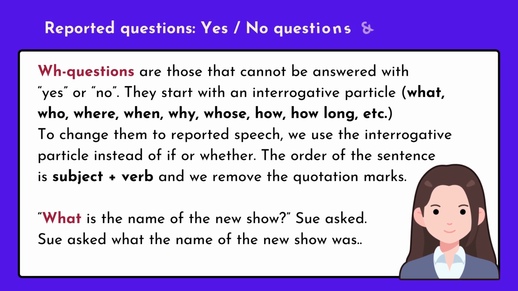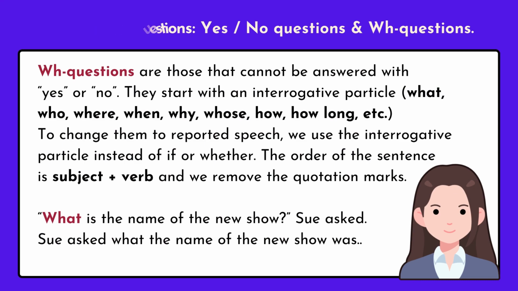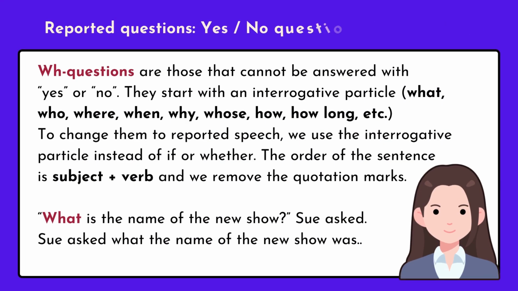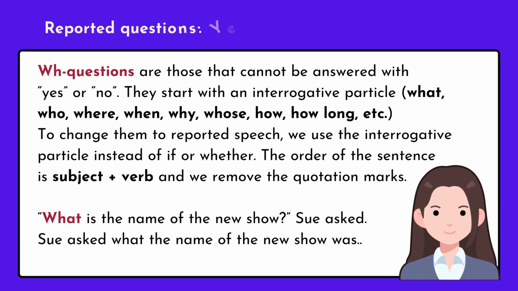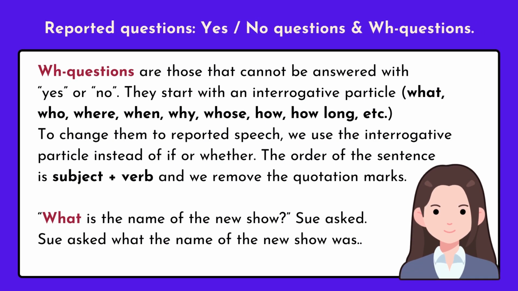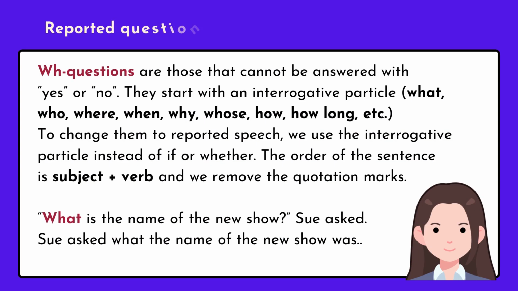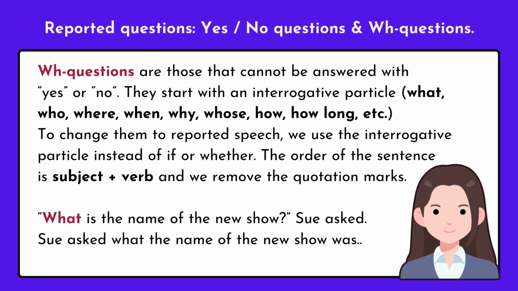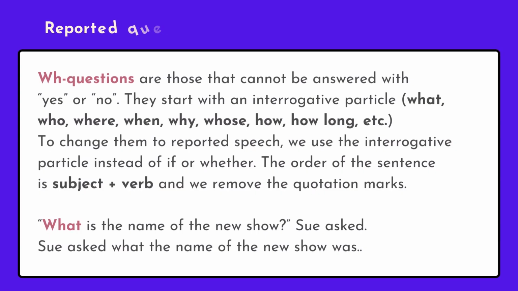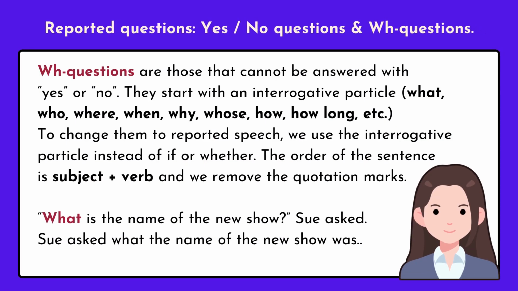Reported questions, yes/no questions and WH questions. WH questions are those that cannot be answered with yes or no. They start with an interrogative particle: what, who, where, when, why, whose, how long, etc. To change them to reported speech, we use the interrogative particle instead of if or whether. The order of the sentence is subject plus verb and we remove the quotation marks. What is the name of the new show? Sue asked. Sue asked what the name of the new show was.